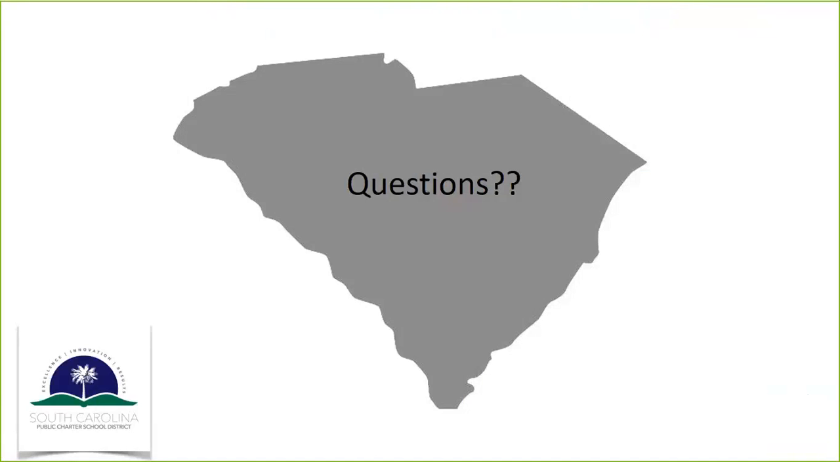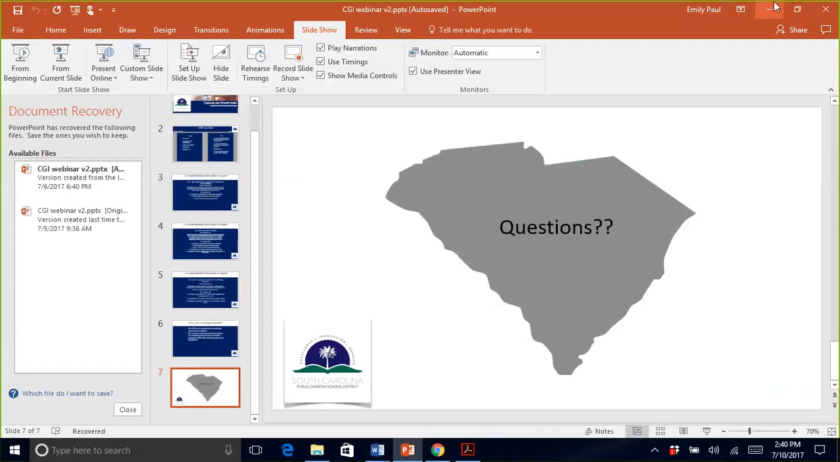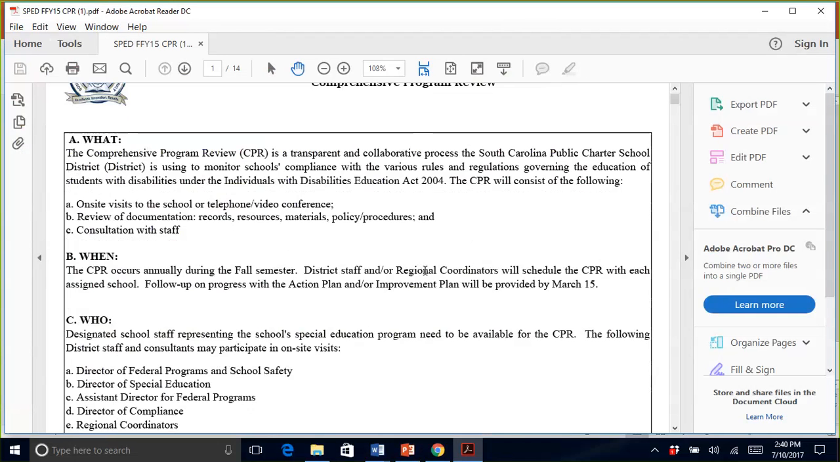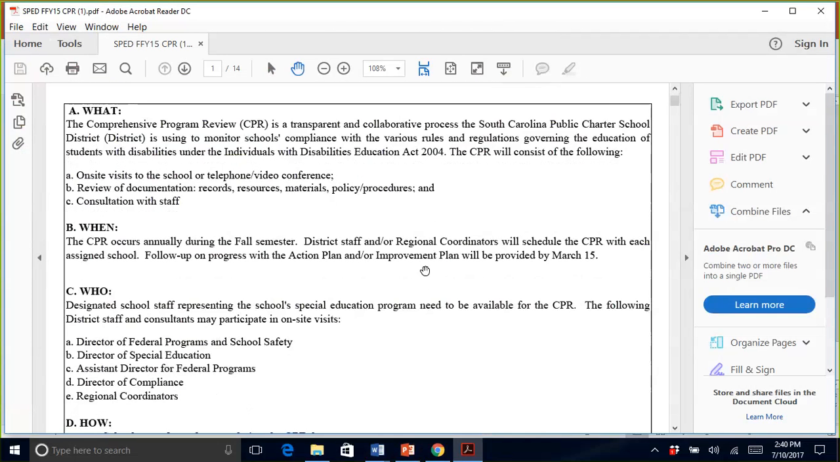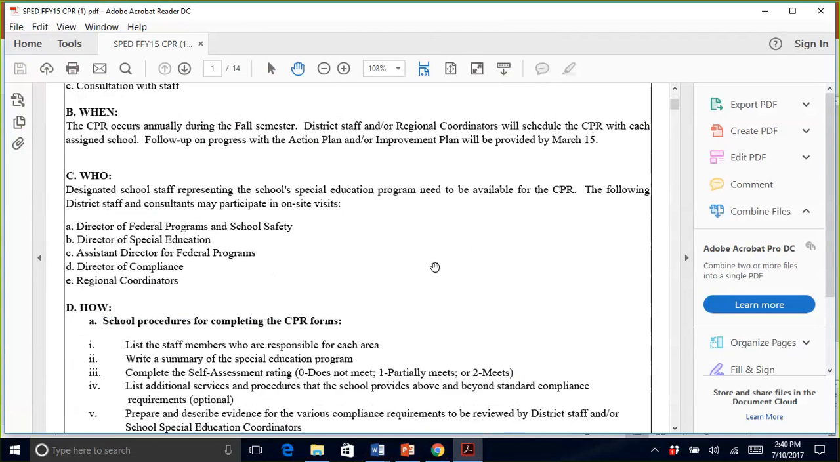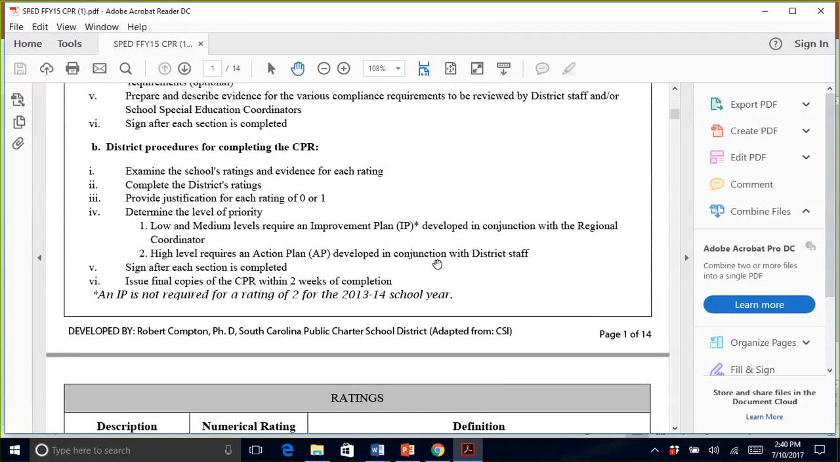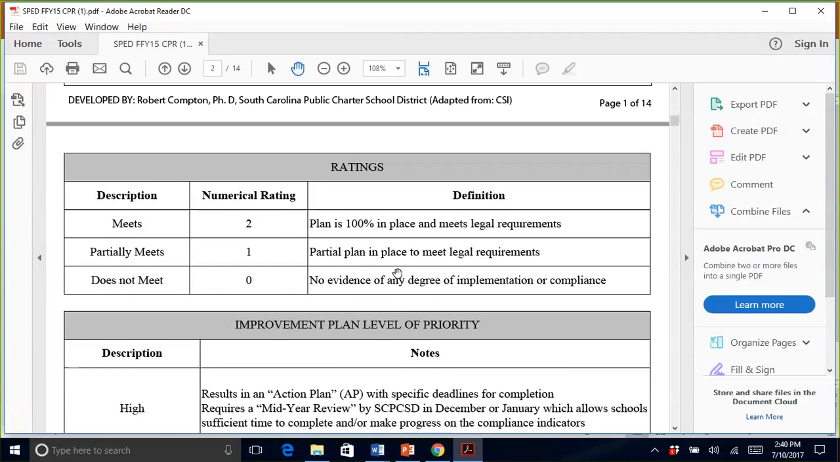So I'm going to switch my screen here, and I'm going to show you the old CPR so you can see what that looks like. And that's this document here. The beginning is all the mumbo jumbo about who's participating, when you're going to do it, and how. And that's all pretty much the same aside from the support levels. Here's the ratings for 2, 1, and 0.